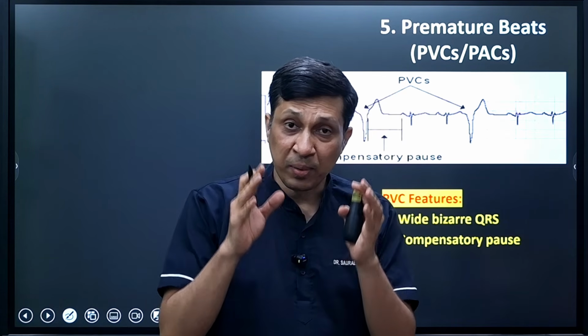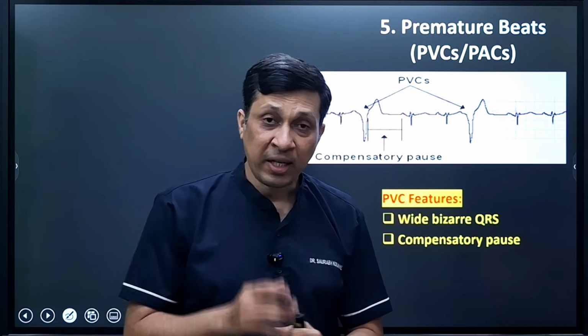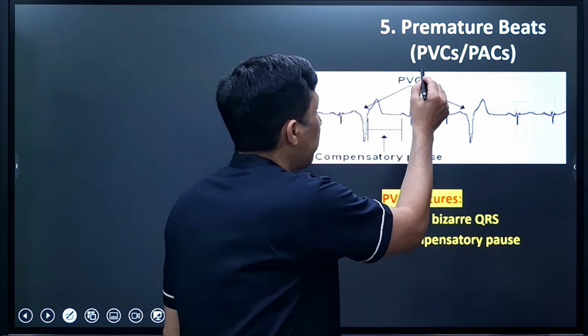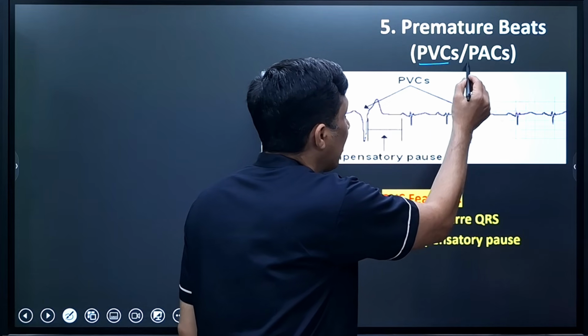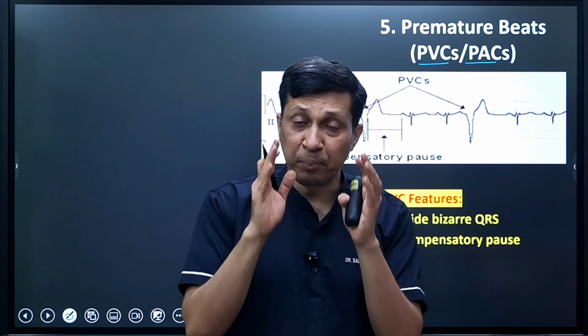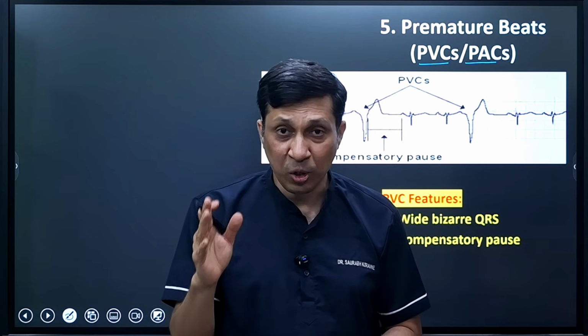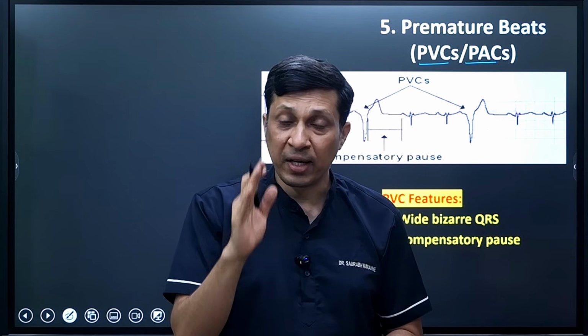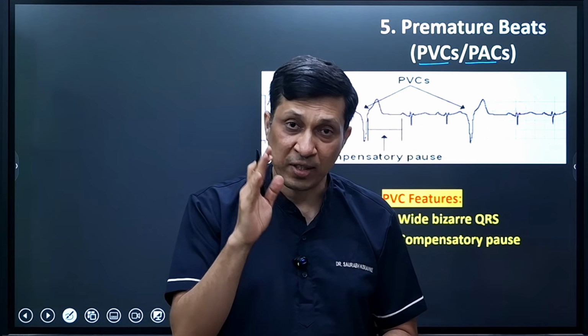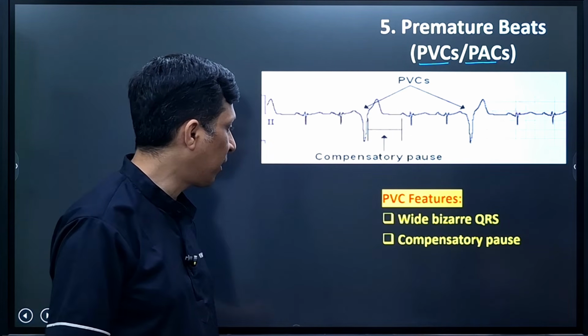Now the last but not the least is the ECG of premature beats. Here you can get either premature ventricular contractions or premature atrial contractions. But premature atrial contractions are benign and you can ignore them, but premature ventricular contractions are not always benign. And here we are going to see these premature ventricular contractions.